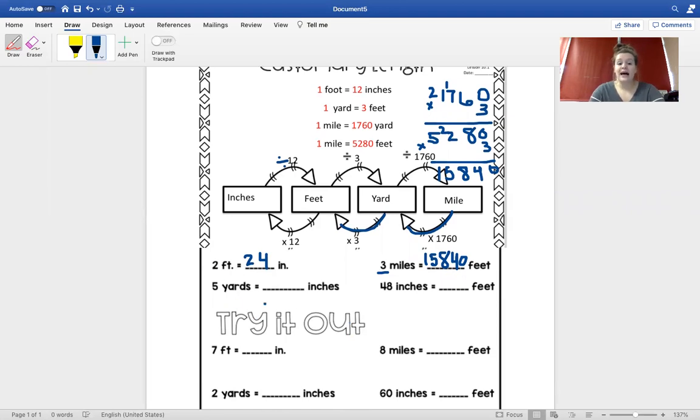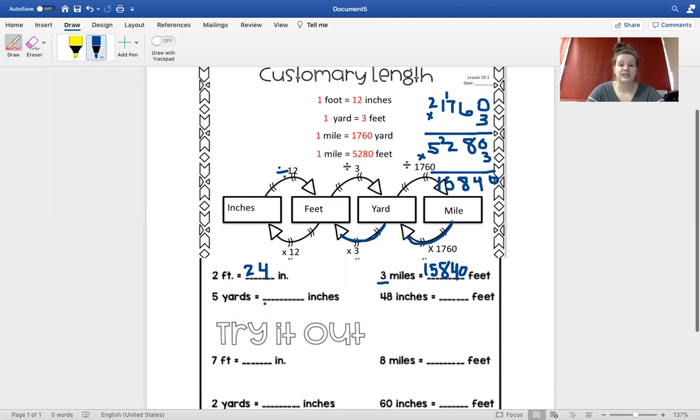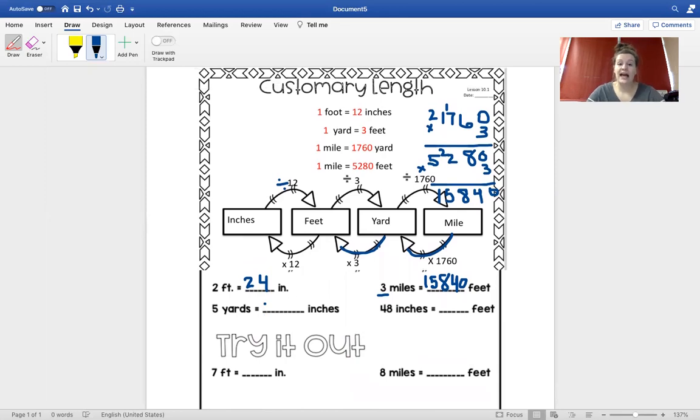Alrighty, so we're going from 5 yards to blank inches. Well, I don't know how many inches are in a yard based on what I have up here. But I do know that I can go from yards to feet and from feet to inches, right? Look at my chart right here. So if I'm starting with 5 yards, I need to multiply by 3 to get to my feet. So 5 times 3, I know, is 15. But that says that there's 15 feet in 5 yards.